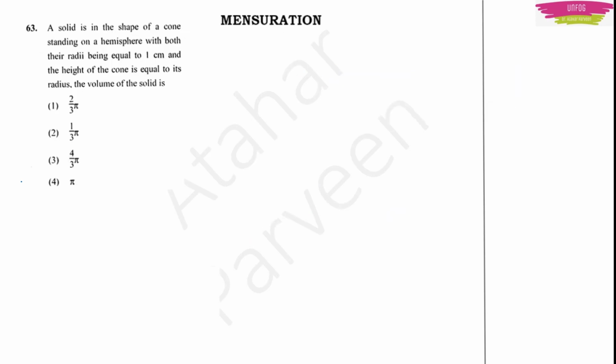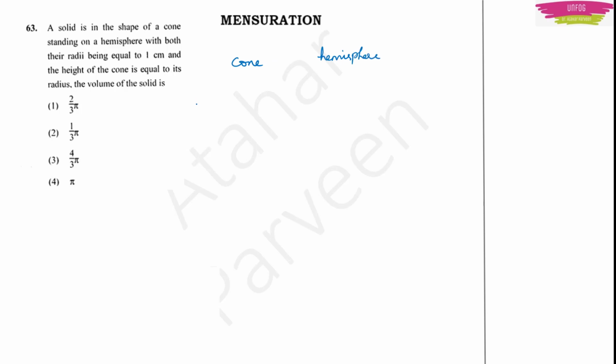So let's move on to the next question. This question is from mensuration. The question is, a solid is in the shape of a cone standing on a hemisphere with both the radii being equal to 1 centimeter and the height of the cone is equal to its radius. The volume of the solid is... First you write here cone, then you write here hemisphere.